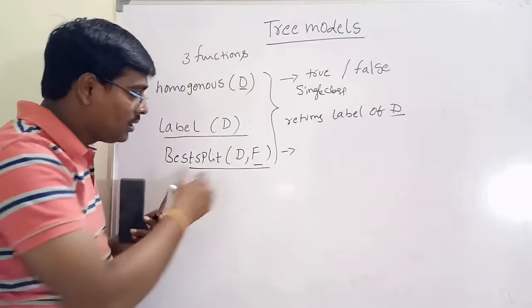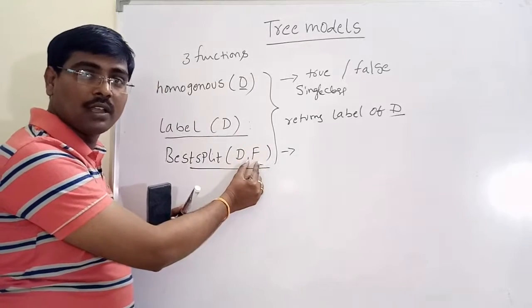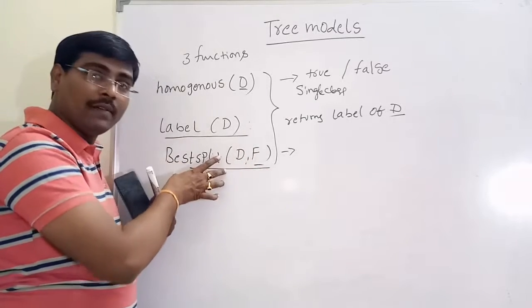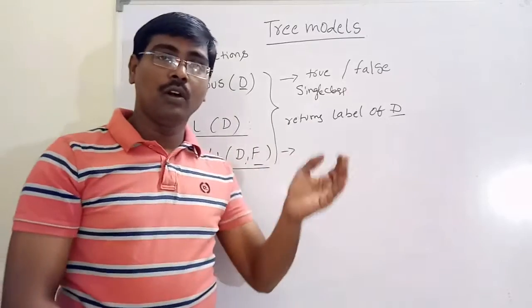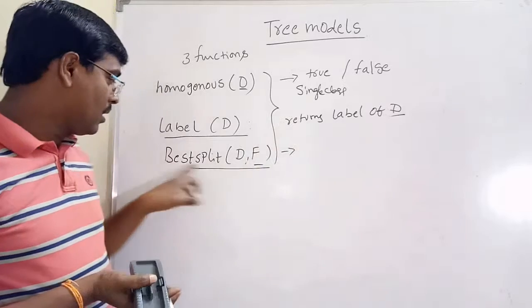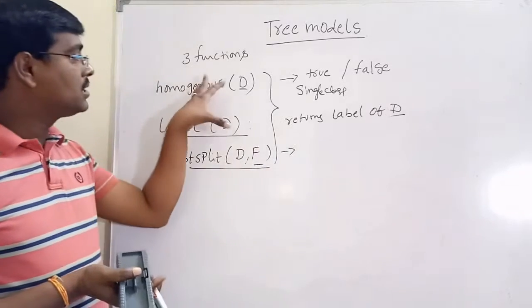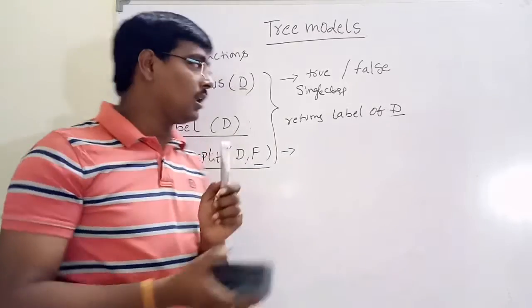Here BestSplit(D, F) means that on this set of instances we have to identify the feature F on which we have to divide the data set. That is, on which feature we have to divide into two parts or many parts. The best split operation is this one. Based on these three functions, we are defining a generic algorithm.